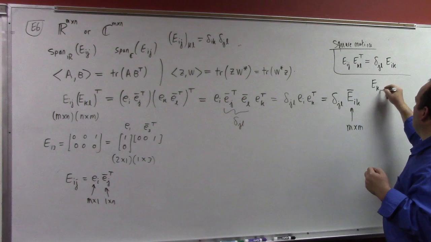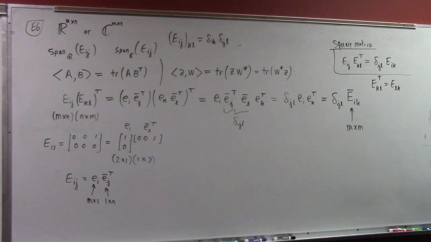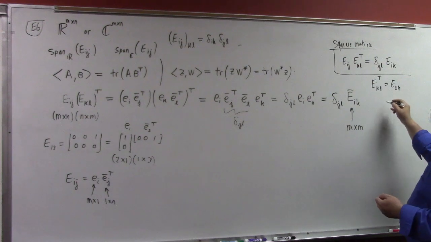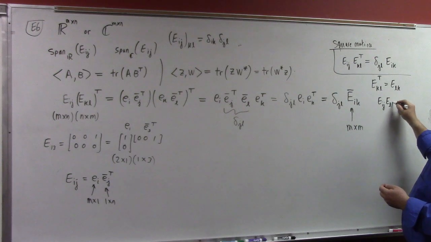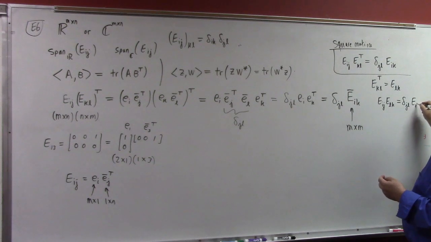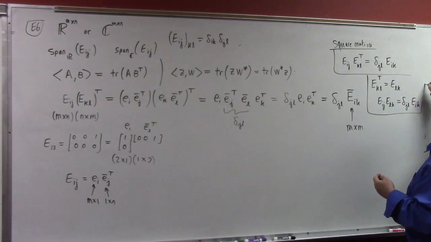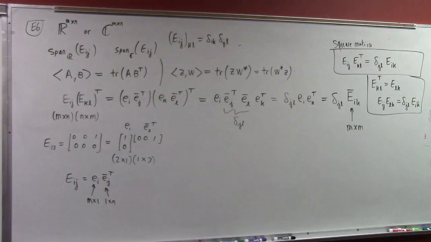But notice that EKL transpose is actually ELK, right? Because if it's got a 1 in a spot, if we transpose it, it puts the 1 on the other pair. And so the equation above we could also save as Eij ELK equals Kronecker delta JL EIK, which is how I usually remember this identity for future use. Basically, when you multiply a product of square matrix units, the indices which are adjacent have to match up.